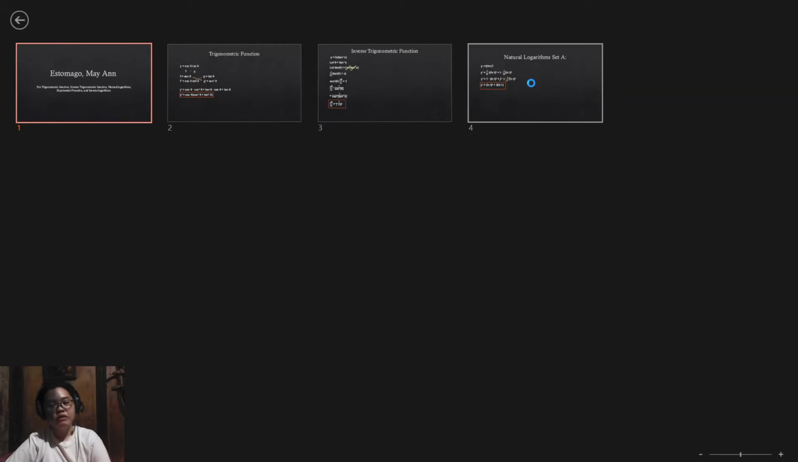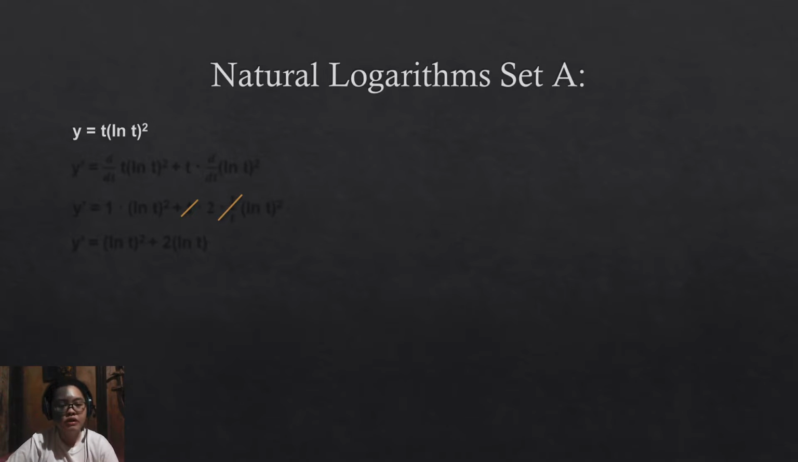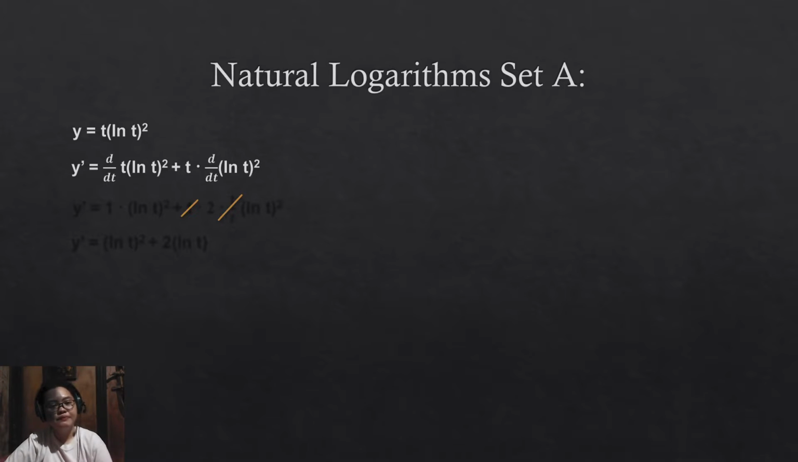Next will be the natural logarithm, set A. The given is y equals t times the natural log of t squared. We'll be using the product rule. So y prime equals d over dt of t times the natural log of t squared, plus t times d over dt of the natural log of t squared. The derivative of the natural log of t squared will be 2 times 1 over t.